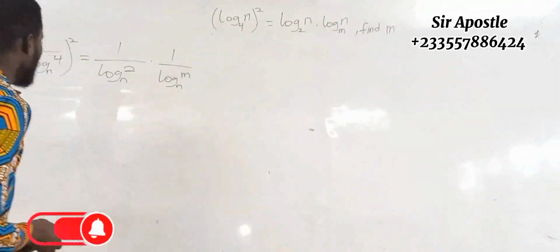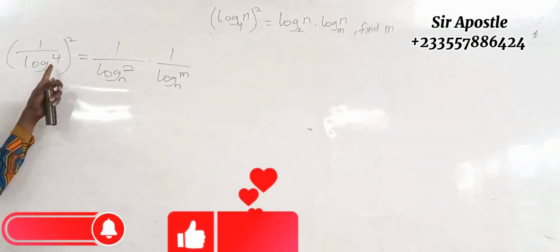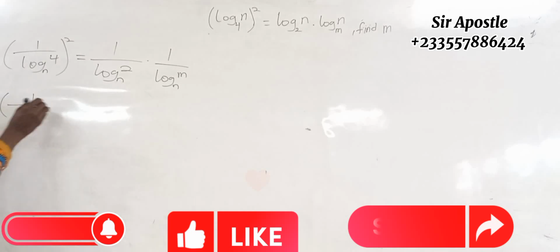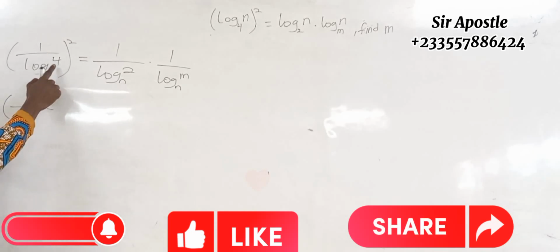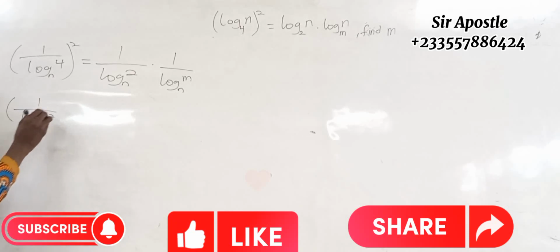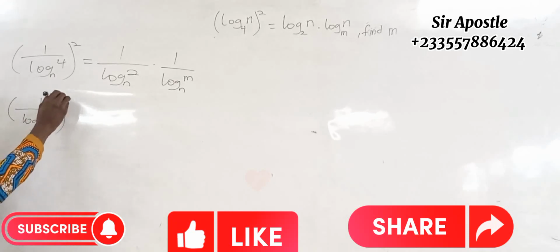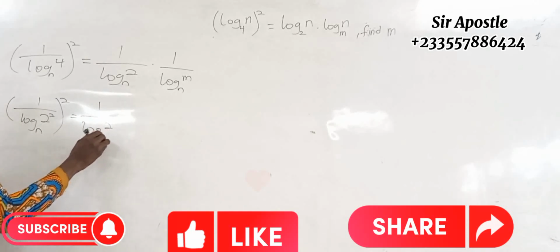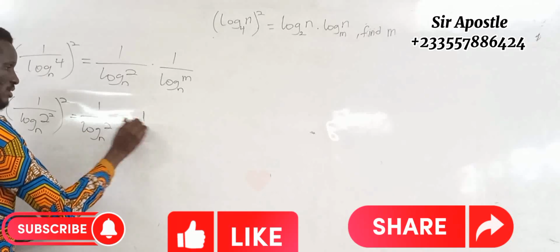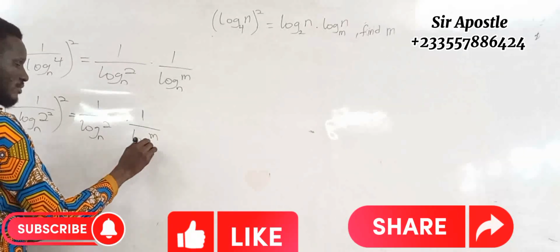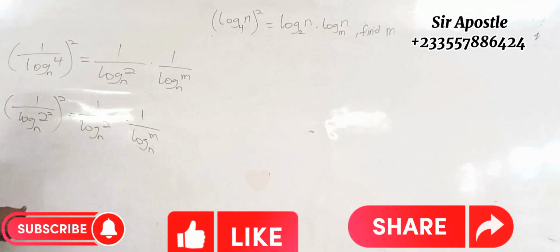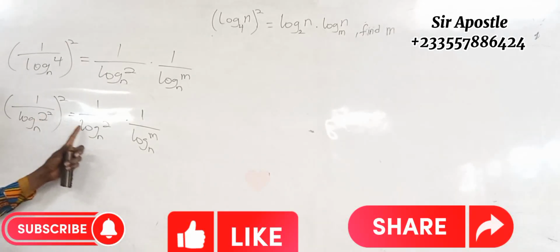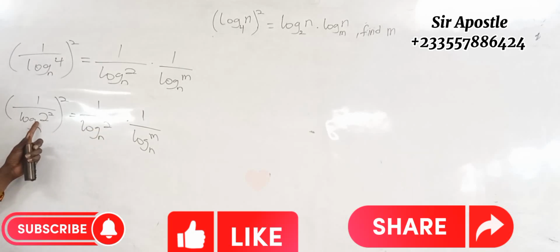Now from here, let me write this in the form of an index. So I'm going to get 1 over log 2, and this 4 is the same as 2 exponent 2, base n, all having exponents of 2. Then log m base n. The reason why I changed this one is that I have log 2 here, so I can have another log 2 here.